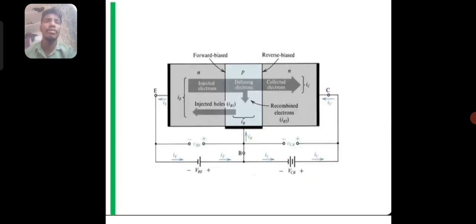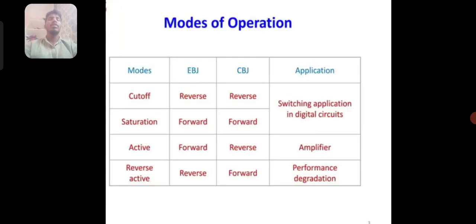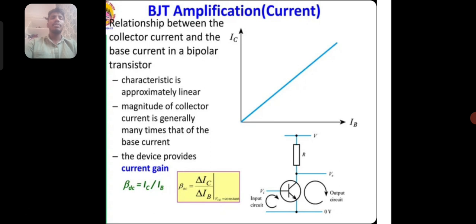Here we can see forward bias and reverse bias. This is the block diagram of the transistor configuration. Next, modes of operation. Here we can see the modes are cutoff, saturation, active, reverse active. EBJ, CBJ and applications.